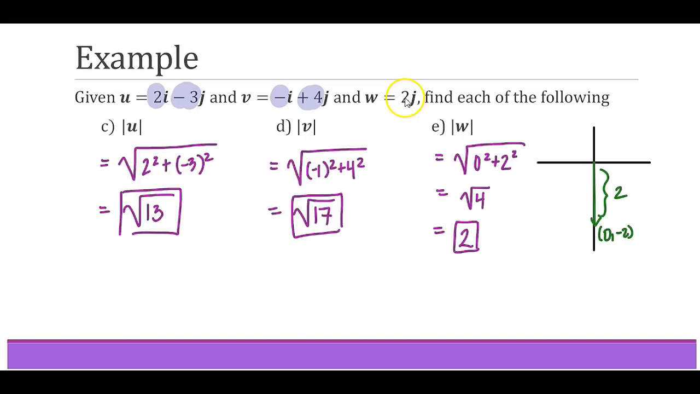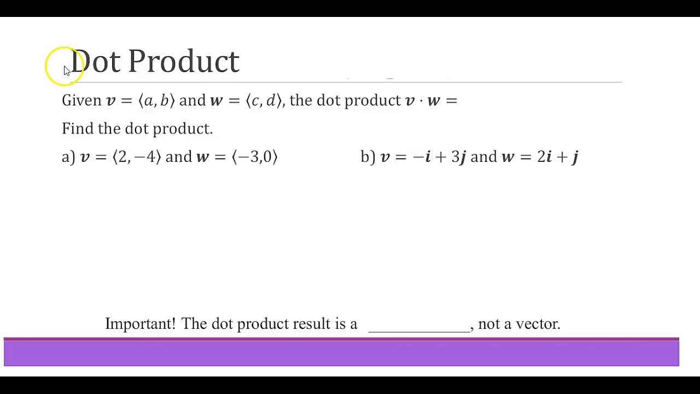So if we're missing the horizontal or vertical component, then the magnitude is really just the coefficient of the unit vector i or j. Alright, so we just practiced with addition, subtraction, and scalar multiplication, the operations we have looked at so far with vectors. Now we're going to look at what's called the dot product for vectors.